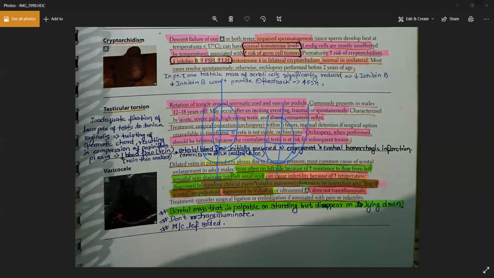Now, as you can see, initially this axis which is vertical has more length. But when the testis torsion occurs, the testis becomes like that. So now the horizontal axis becomes the longer one and the vertical axis becomes the shorter one. Because of that, you will be having a high riding testis.